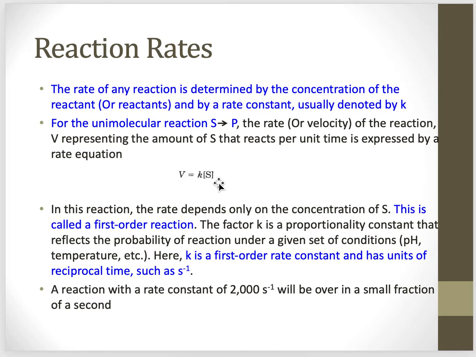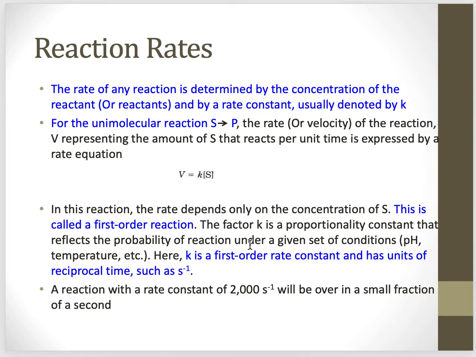For this reaction, the rate depends only on the concentration of the substrate. This is the only variable here, so that's why this is called a first order reaction. The constant k is a proportionality constant that reflects the probability of a reaction under a given set of conditions. What conditions? Like pH, temperature, etc. As this is a first order reaction, this k is a first order rate constant and it has units of reciprocal time, such as per second, s^-1. This is the unit of the constant.